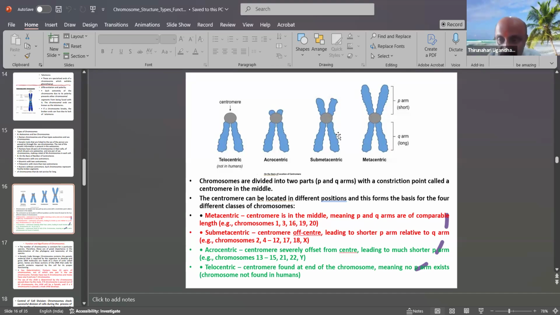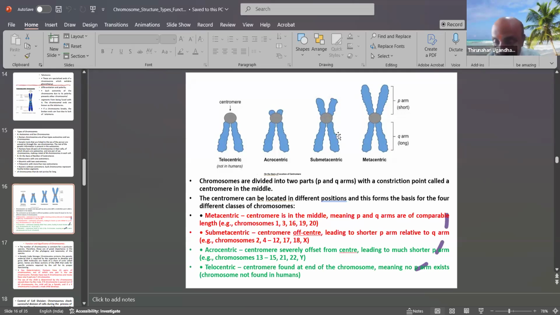The centromere is the region where the two parts on either side are called chromatids. The chromosomes are divided into four types: metacentric, submetacentric, acrocentric, and telocentric. Metacentric means the centromere is in the middle, with the P and Q arms. P is short and Q is the elongated arm. The part between the two arms is the centromere, and this is called metacentric.